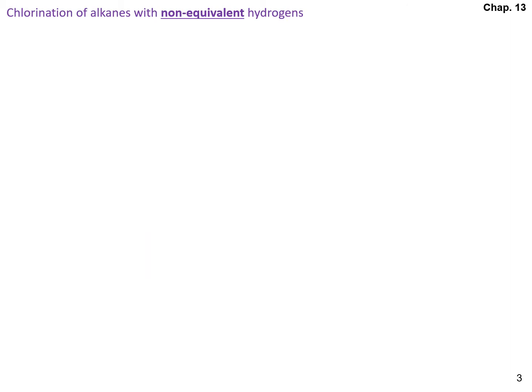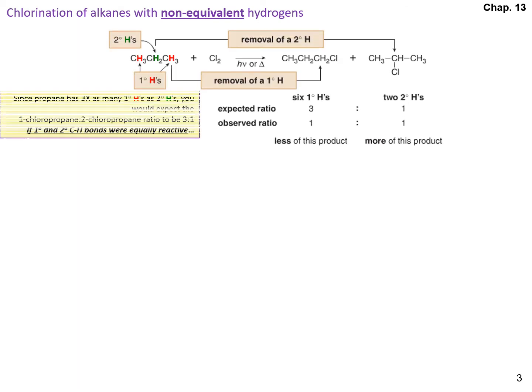In the previous example, free radical halogenation of ethane, ethane has all equivalent hydrogens. What happens during free radical halogenation with a molecule that has non-equivalent hydrogens? For example, propane. Propane has both primary and secondary hydrogens. Since there are 3 times as many primary hydrogens as secondary hydrogens, you might expect the ratio of 1-chloropropane to 2-chloropropane upon halogenation to be 3 to 1. However, in practice, it's more like 1 to 1.